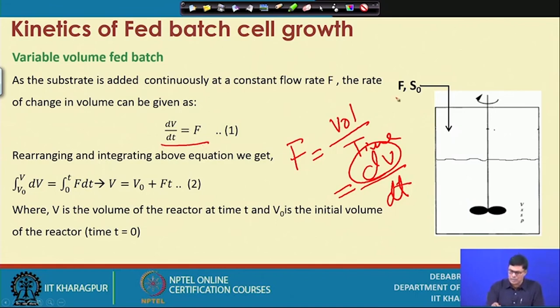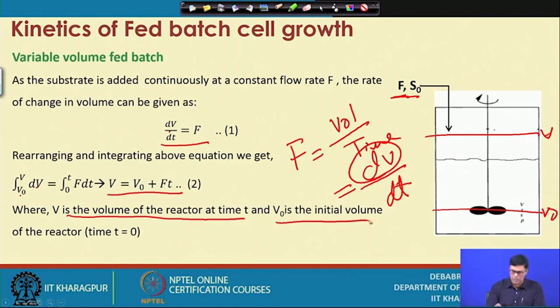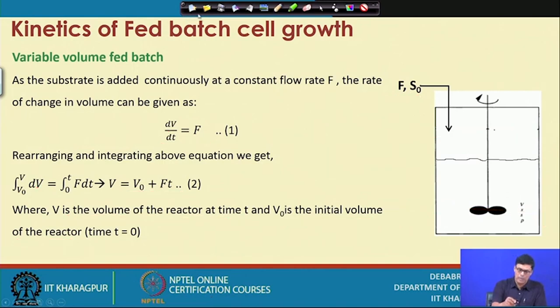Now, we are adding this substrate at a flow rate F and the initial substrate concentration is 0. So, what can we write? Change of volume, what is this? The initial volume might be V0, and the final volume you might have V. So, from V0 to V, dV equals the integral from 0 to t of F dt. This we can write in this form, and this is equal to V equal to V0 plus Ft, where V is the volume of the reactor at time t, and V0 is the initial volume of the reactor. So, we start with V0 volume and then continuously add to make the volume up to V. This is how we can find out the volume of the fed batch reactor.